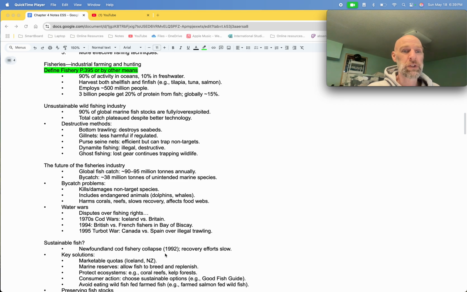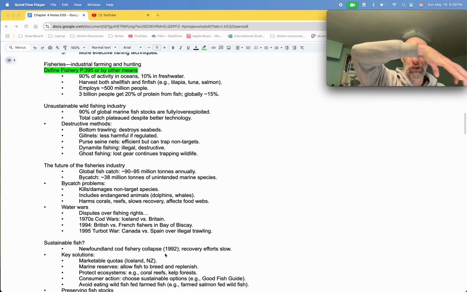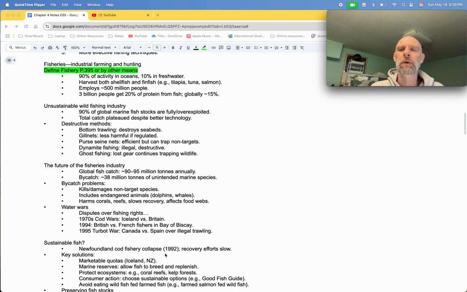So, destructive methods, bottom trawling. That's where you just have a raker go right across the bottom. Totally just picks up everything in its path, destroys everything that's left behind, and really just makes the next generation coming up a lot harder to survive. Gill nets, less harmful if they're regulated. I don't know about them as much, but I might look into them with school.